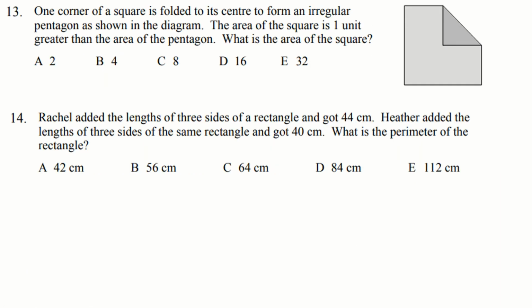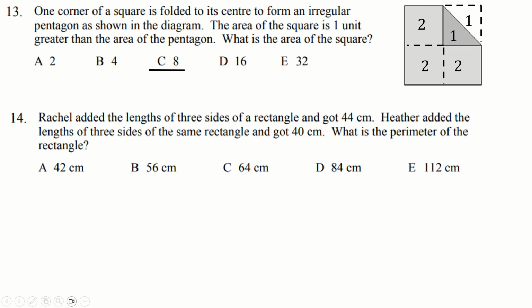We have the area of this square, like if you make this square here, the area of this square is 1 more than the pentagon that's made by folding this over, which means this little triangle has area 1. And then you can just draw a line here and here and say that, well, all of those areas are just 2, so the total area of the square is 8, clearly.